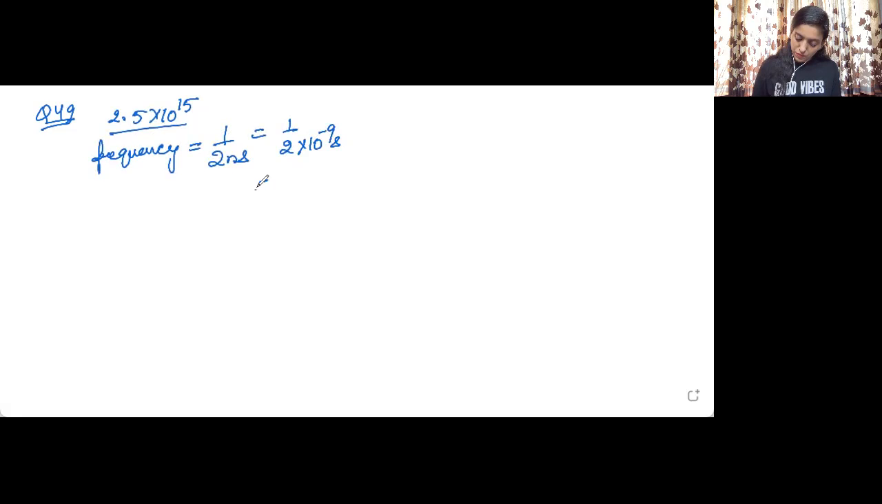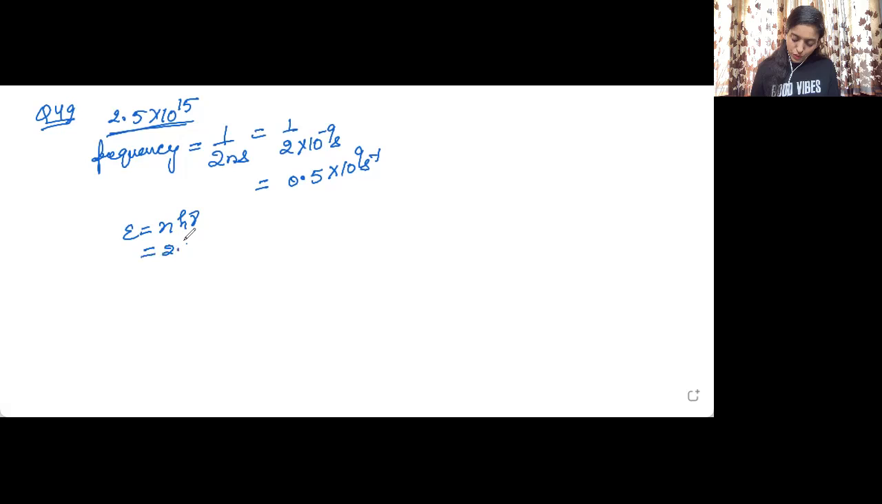It will be equal to 0.5 into 10 raised to the power 9 per second. So this will be the frequency. We have been given the frequency, and we have the total number of photons, so we can find out the energy. Energy will be equal to nhν.